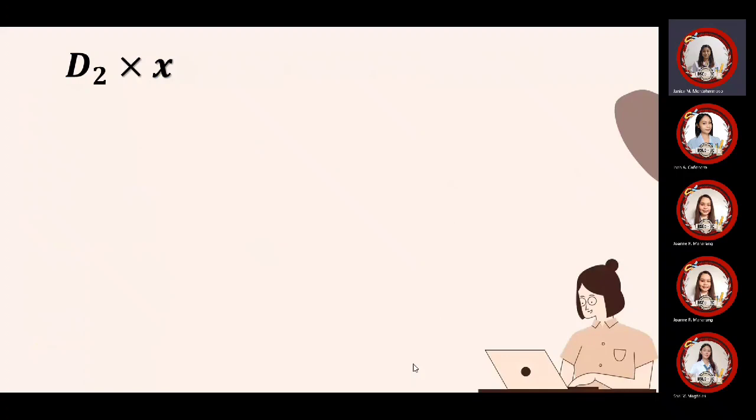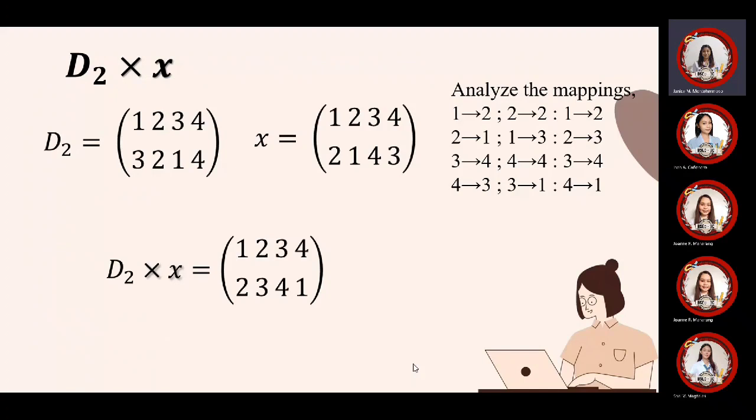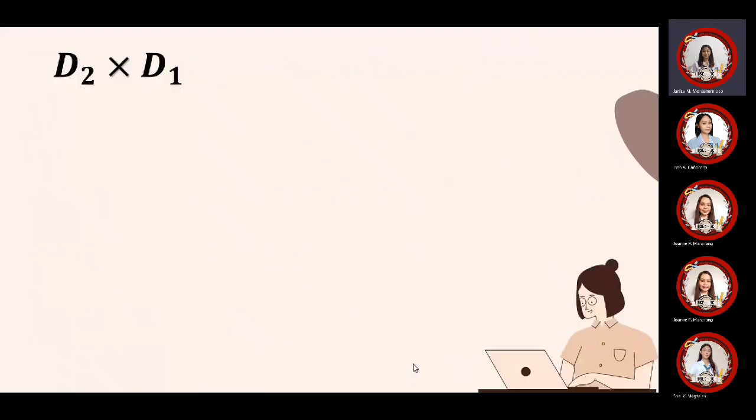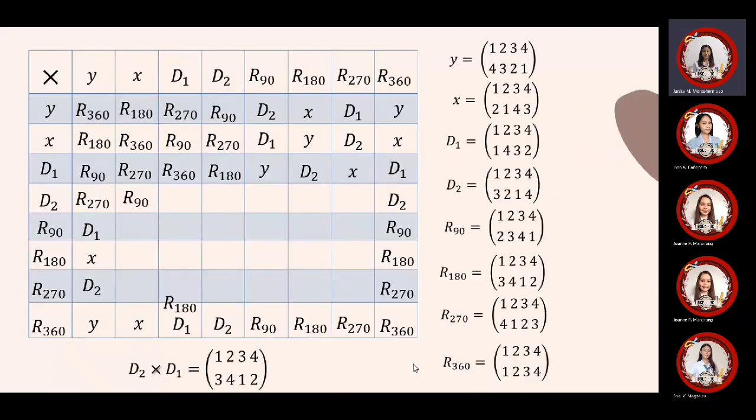So, ilalagay ko na yung D2. And next, we have D2. D sub 2 multiplied by X, we have 1 maps to 2, 2 maps to 3, 3 maps to 4, and 4 maps to 1. So, it is also our R90. Next, we have D sub 2 times D sub 1 equals 1 maps to 3, 2 maps to 4, 3 maps to 1, and 4 maps to 2, which is also our R180.